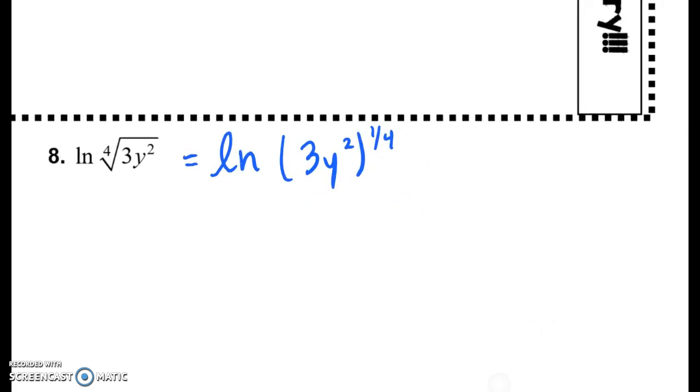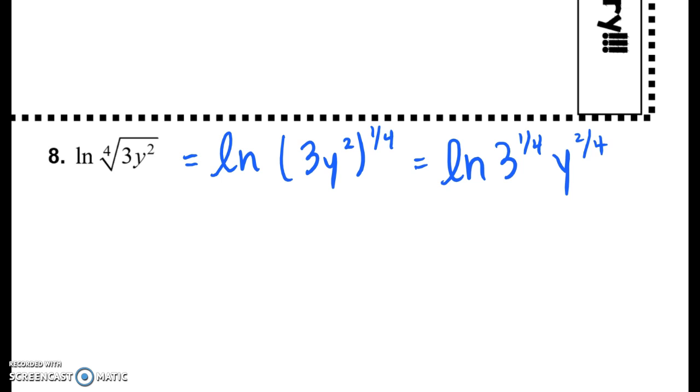There are no properties for radicals, so first we need to rewrite this as a power, and you should know how to do that. Remember, just change that to a fraction. So the 4th root is the same thing as 1 over 4. Now let's try and simplify this by distributing the 1/4 to each base. Okay, and this is something that you should be able to work with.